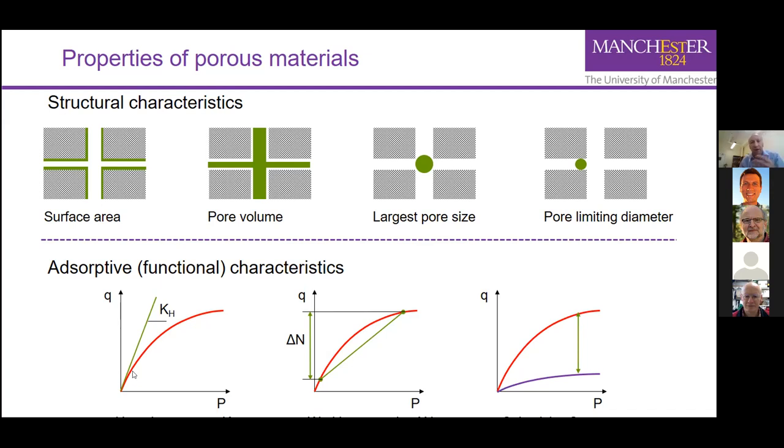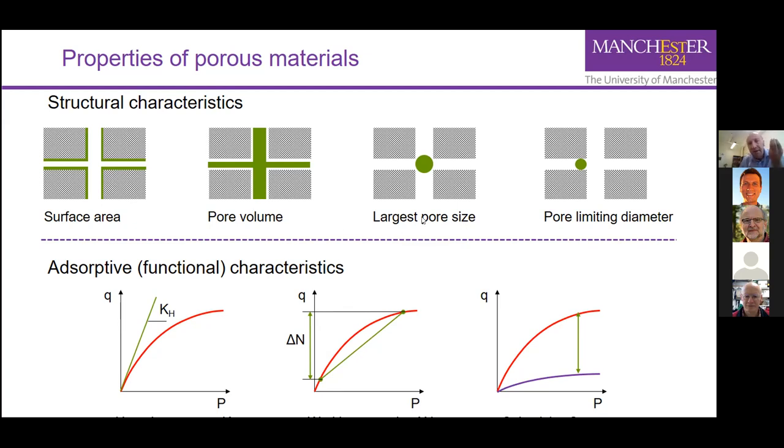So it characterizes something about how strongly this gas interacts with the surface. And intuitively, you should imagine that this Henry's constant is proportional to how much of the surface area is exposed to the gas that you are adsorbing. Another characteristic is the working capacity. You may, for example, have a gas storage application and you are interested in the amount of gas that can be stored in the material. And again, intuitively, you can think that this must be somehow related to the pore volume.